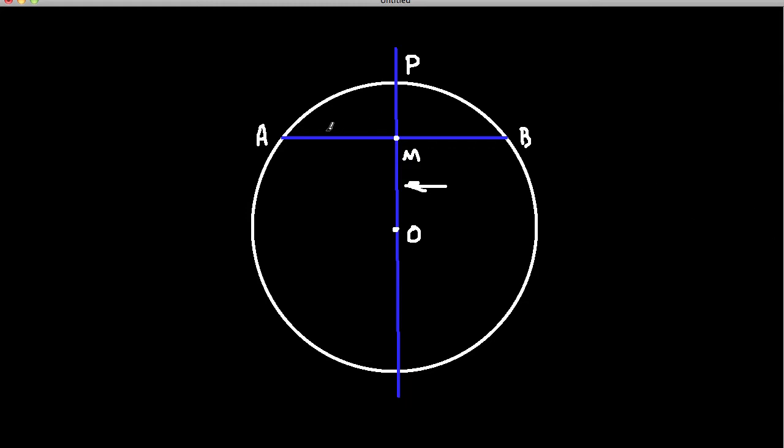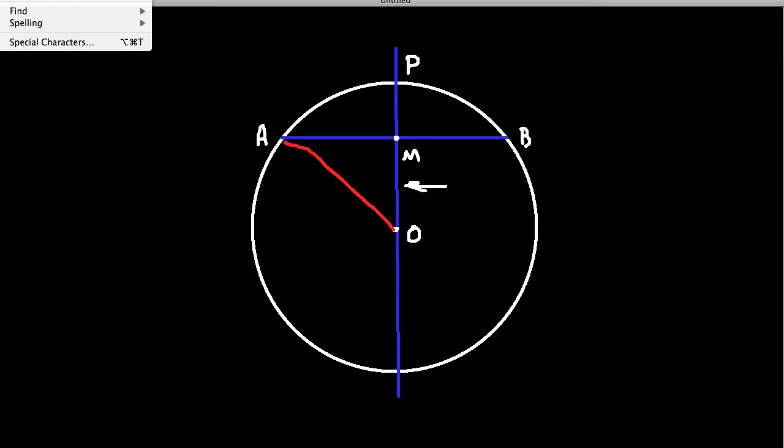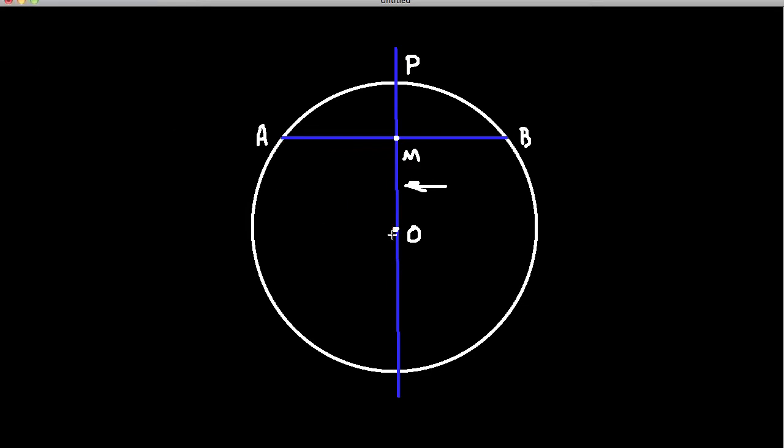Now I can draw the radius of the circle if I want. I can draw it from here. I don't want to use that tool, undo drawing. Draw the radius of a circle right here and draw that line right there. I can draw another radius of the circle here to here.